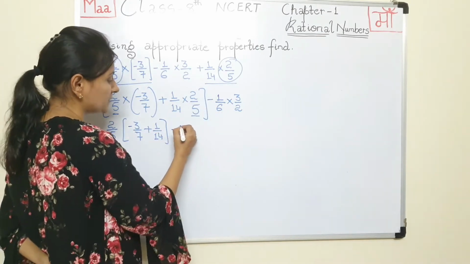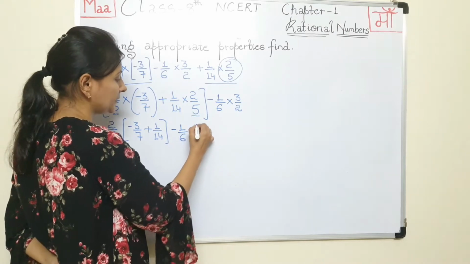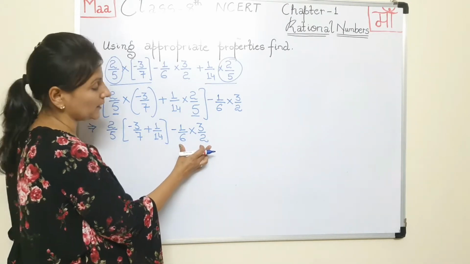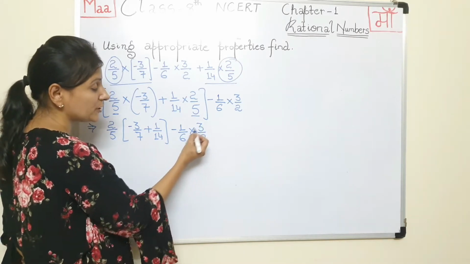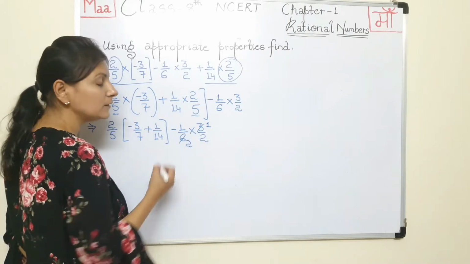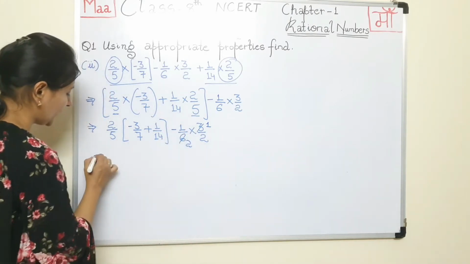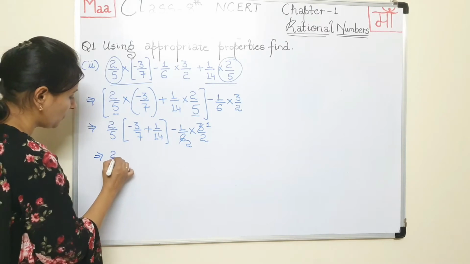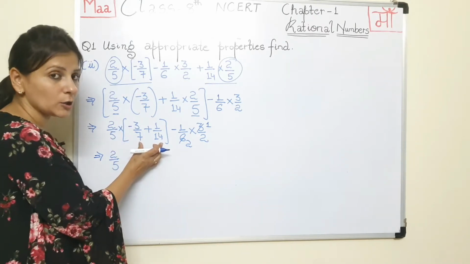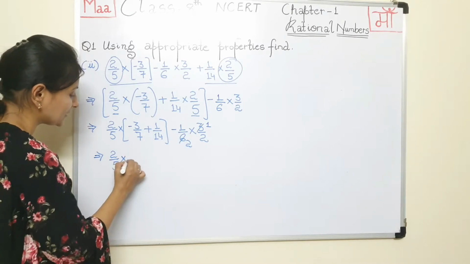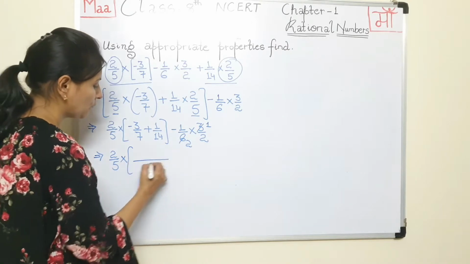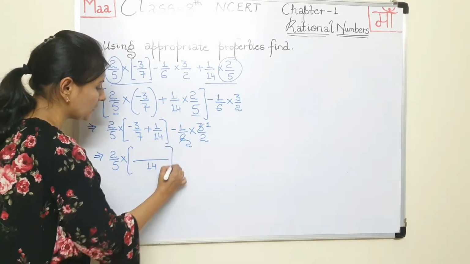Now after the bracket it will be 1 upon 6 into 3 upon 2. Now we can solve these two terms as well. How? See, because 3 and 6 are cancelling here, so I can cancel it. 3 1s are 3, 3 2s are 6. Now the working I will do in the next step. 2 upon 5, here I have to take the LCM of the denominator. So 7 and 14, I will take the LCM of this again. 14 is a multiple of 7, so 14 will be the LCM of 7 and 14.